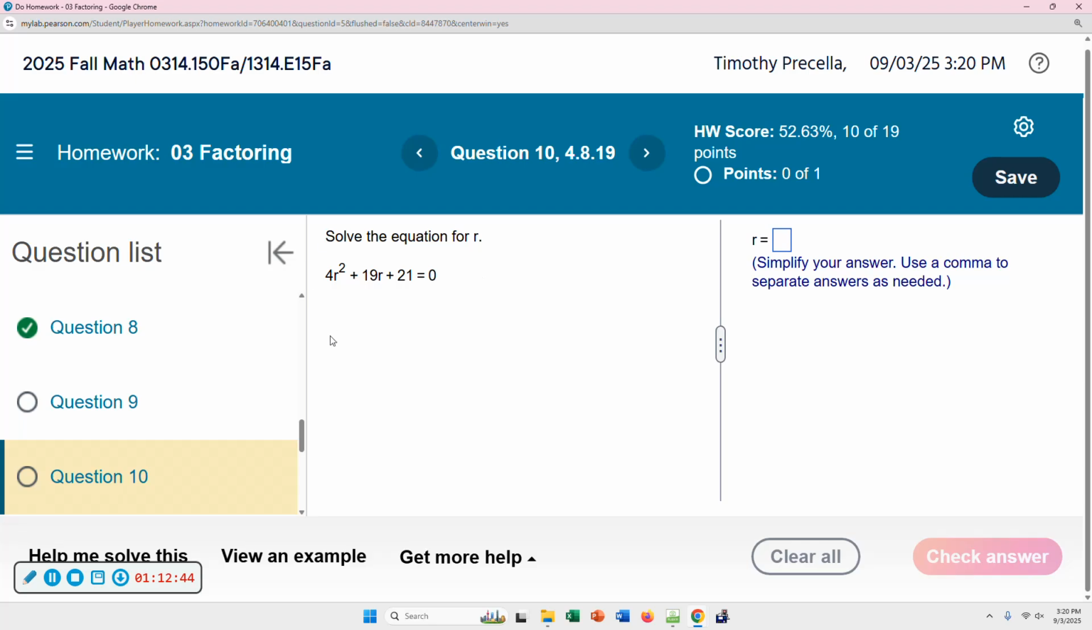So we're solving the equation. This is number 10, and we're not factoring. They want us to solve. Here's the equation. 4r squared plus 19r plus 21 equals 0.